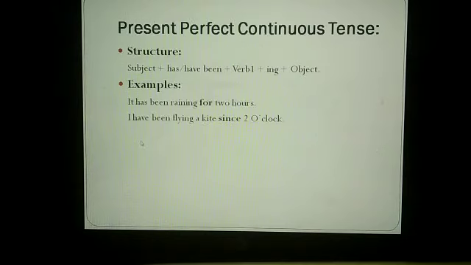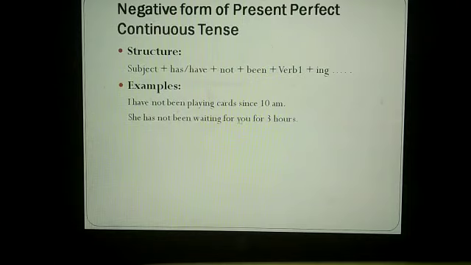Now, this is the last form of present tense, that is present perfect continuous tense. What is the structure? Subject plus has or have been plus V1 plus ing plus object. These are examples. It has been raining for 2 hours. Then, I have been flying a kite since 2 o'clock. Now in the next slide I will tell when we use for, when we use since.